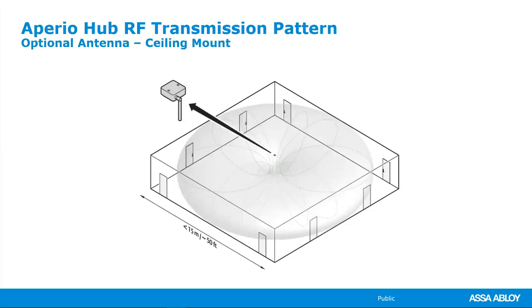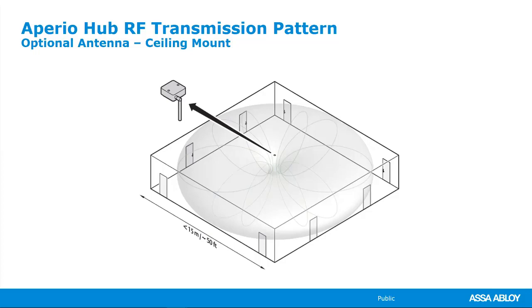We also have an optional antenna. These are not included in the box. This is an additional purchase, but this gives you the ability to install this antenna, and you can place it in the center of a room so you could catch all surrounding doors. So between these two variances, this will cover all of your needs.